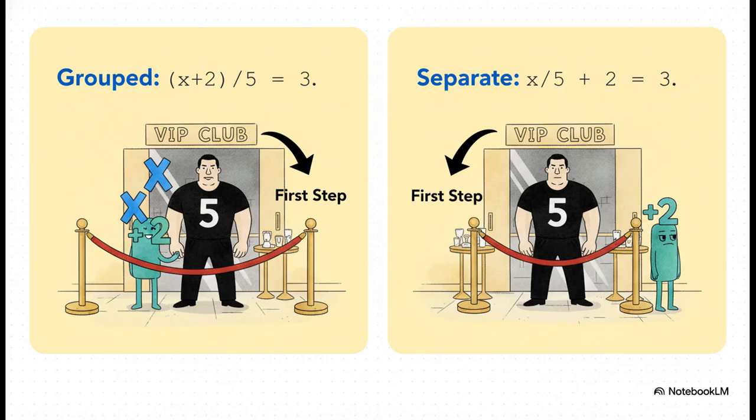On the left, x plus 2 is together in that VIP section. So your first step has to be dealing with the bouncer, the 5, by multiplying. But look at the right. Only the x is in the fraction. The plus 2 is outside the rope. So our first step there is to subtract it. Same numbers, totally different order of operations.